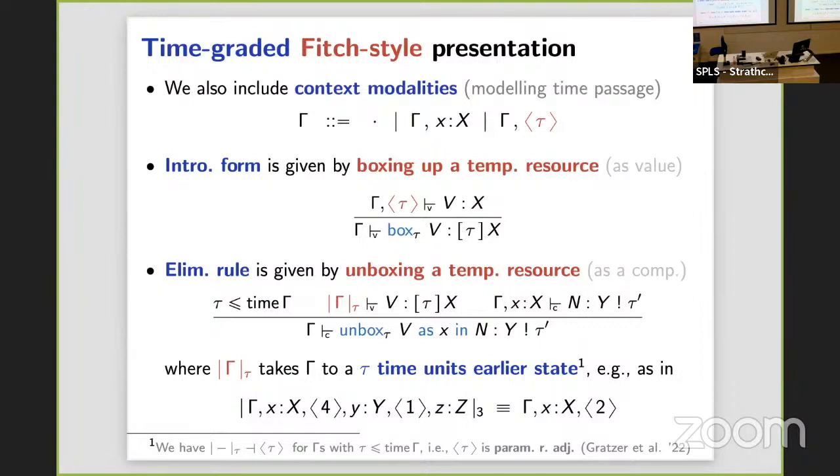And then for the more semanticists in the audience, it turns out that this operation is actually a parametric right adjoint to the context modality. This is if you care about the semantics of the Fitch-style modal type systems.